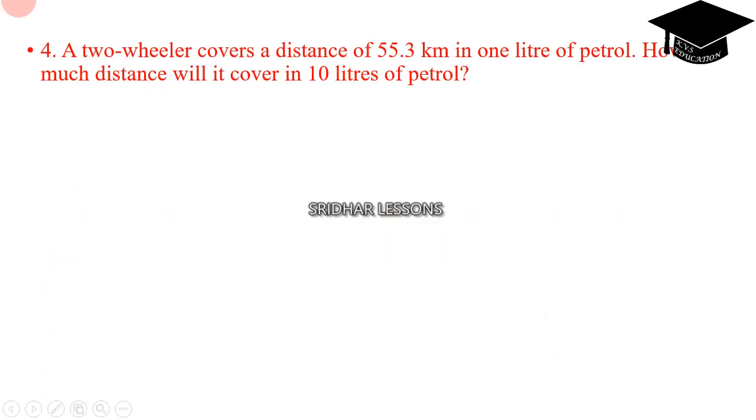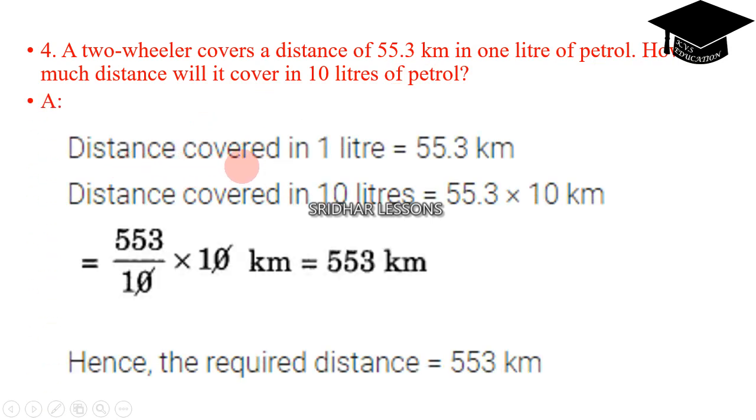Next problem. Fourth question. A two-wheeler covers a distance of 55.3 kilometers in 1 liter of petrol. How much distance will it cover in 10 liters of petrol? Given that distance covered in 1 liter is equal to 55.3 kilometers, and distance covered in 10 liters is 55.3 into 10 kilometers. We can write 55.3 as 553 by 10 into 10. This is equal to 553 kilometers. Hence the required distance is 553 kilometers.